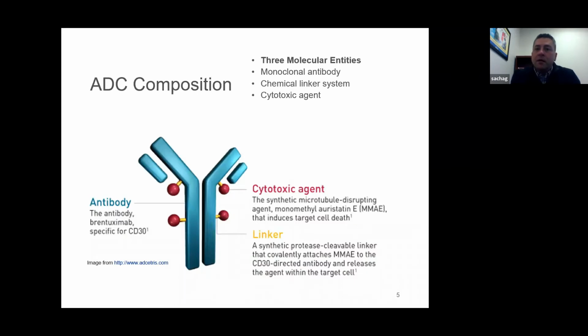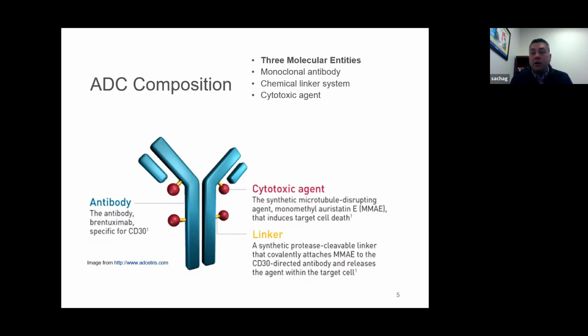So now let's consider an entirely different approach. Rather than inundating the body with these toxic materials, we can drastically reduce the number of chemotherapeutic molecules that we give to a patient if we can incorporate them onto an ADC, an antibody-drug conjugate. These antibody-drug conjugates are 3 molecular entities.